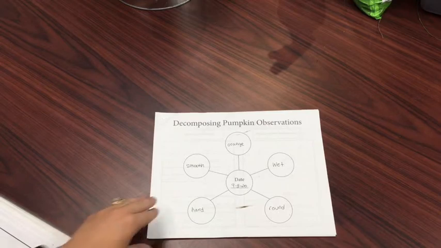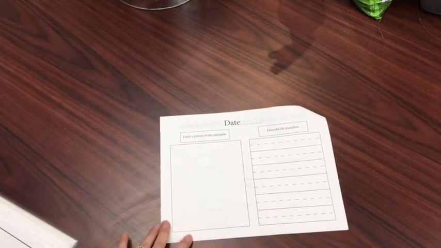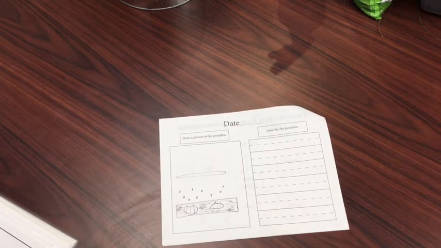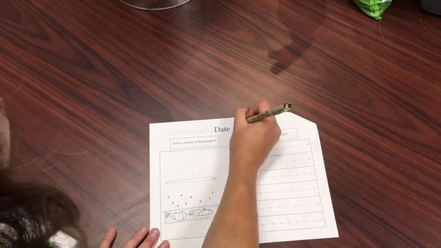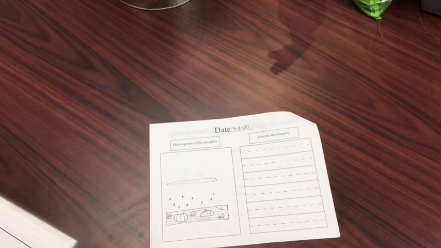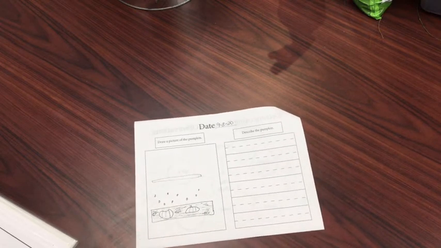Okay, now I'm going to turn to my back page, and I would like you to draw a picture of your pumpkin compost bin. So draw a picture, write the date again, so 9/8/20 is the day that I'm recording the video, and describe the pumpkin. So now, and don't worry if I'm going too fast, your teacher will pause the video and you'll have a chance to work on this together as a class.